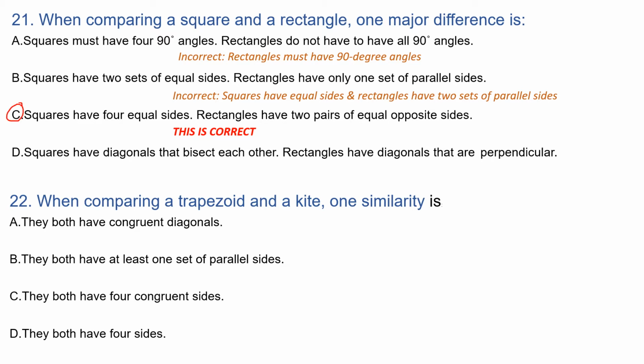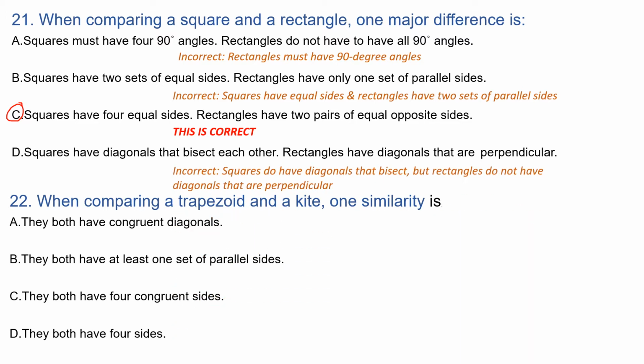It says squares have diagonals that bisect each other. Rectangles have diagonals that are perpendicular. This is incorrect because squares have diagonals that bisect, but rectangles do not have diagonals that are perpendicular. All right, so let's move on. This is just a matter of knowing the properties of these quadrilaterals. If you're not familiar with the properties, please go back to video 1, where I go over the properties of quadrilaterals, and look at the timestamp for that overview. Let's move on to question 22.